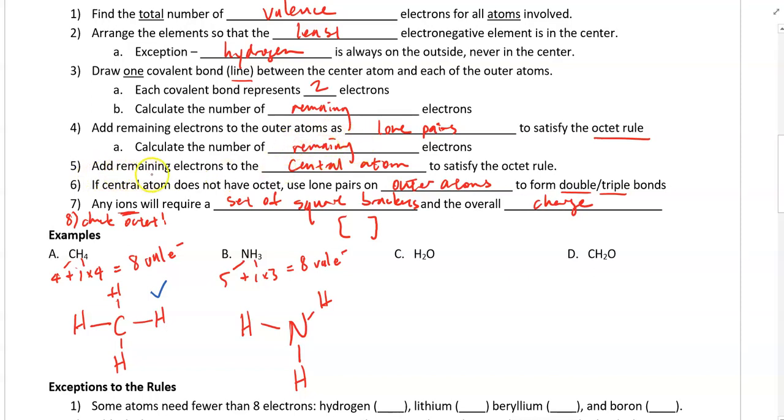So then it says add remaining electrons to the central atom. Our central atom here is nitrogen. It's in the middle. So go ahead and add that lone pair in the middle. Therefore, we have now assigned all electrons.